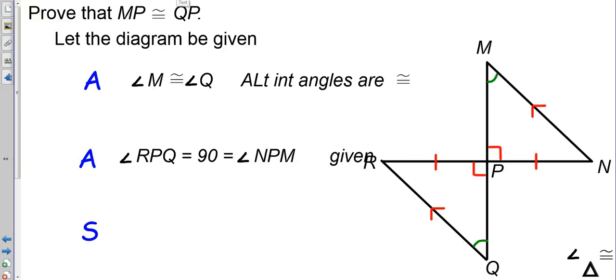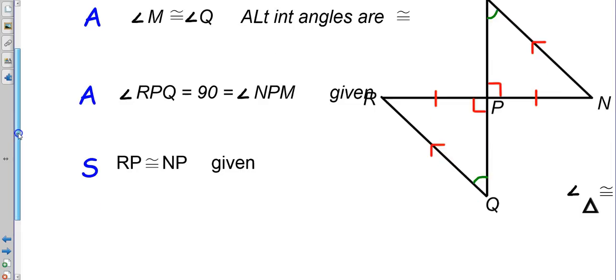That's given information. My last argument here is going to be my side argument, and that's given information again from the diagram. So that is RP is congruent to NP, and that's given in the diagram. All right, so we've got our argument. We proved it by AAS.